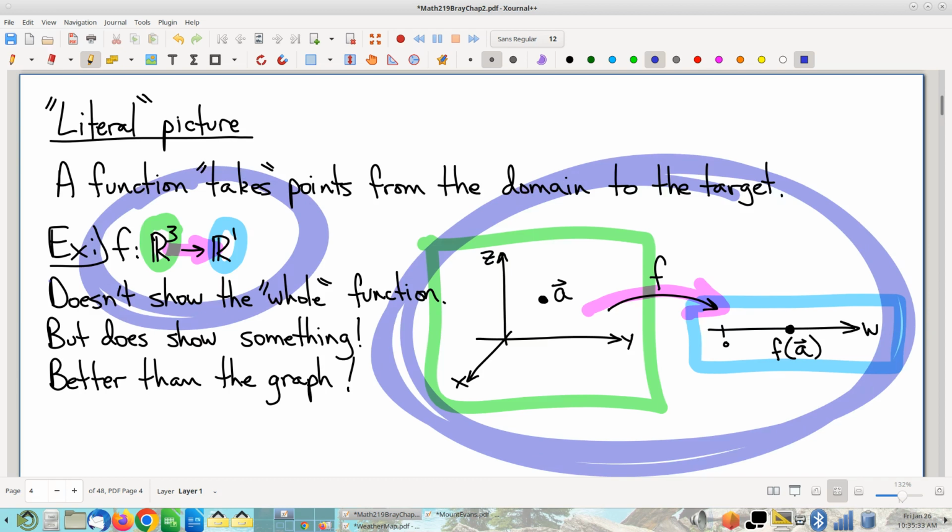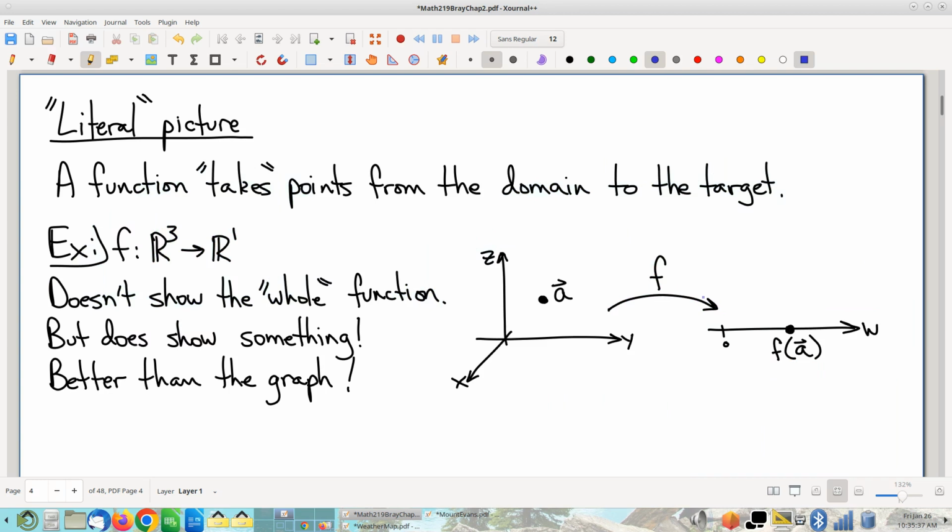All right, now let me say some bad things about this picture. There's a lot of disappointments from this picture. I can kind of draw a little something. I can say, well, here's an input point that comes out of the domain, and the output value is going to be maybe a point like that over here in the target, and that does something, I suppose, but this is not a very helpful picture, right?